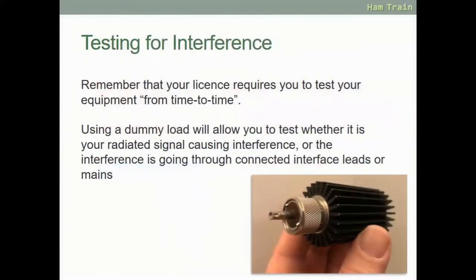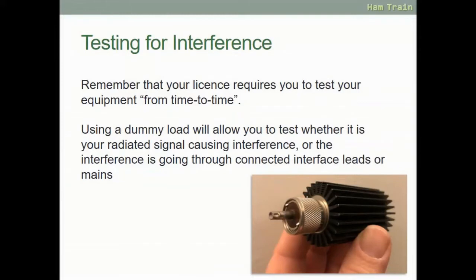So testing for interference then. Remember that your license requires you to test your equipment from time to time. We touched on that in the last lesson. You can use a dummy load, which will allow you to test whether it is your radiated signal causing interference or if the interference is going through connected interface leads or mains. So this down here, this picture is of a dummy load. Essentially, it's a series of resistors, and you plug that in place of your antenna.